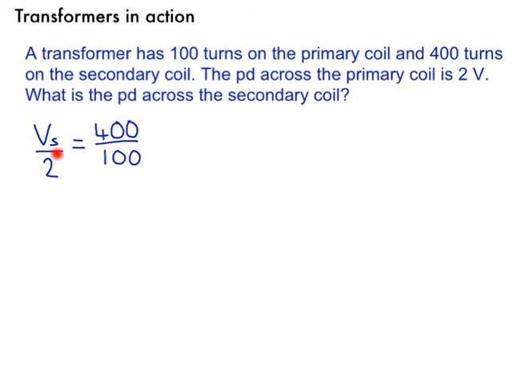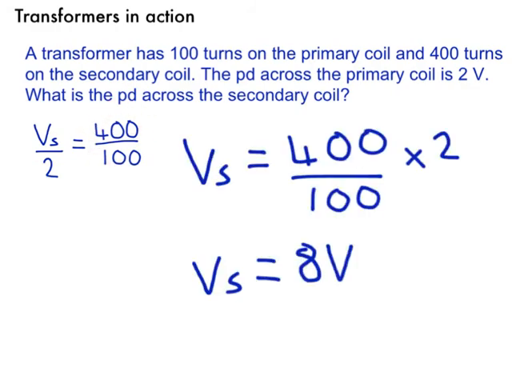What I want to do is get the secondary voltage on its own. So I'm going to multiply this side of the equation by 2. By dividing the secondary voltage by 2 and then multiplying it by 2, the 2 is cancelled out. Obviously I then need to multiply this side by 2 as well. So what that gives me is this arrangement. I've got the secondary voltage here, and I can now work it out with these numbers. So my secondary voltage is actually going to work out to be 8 volts.